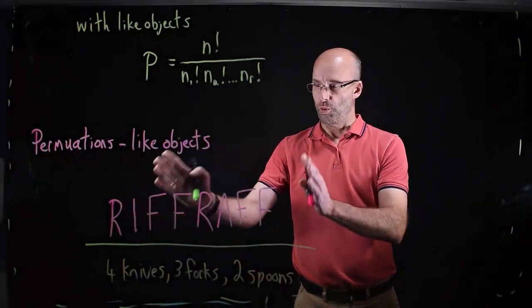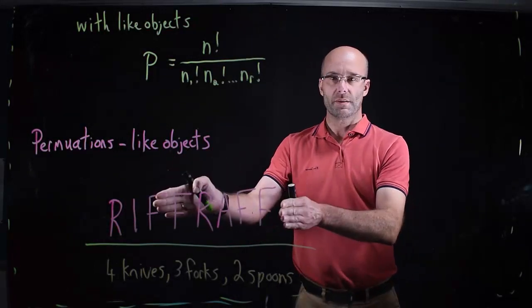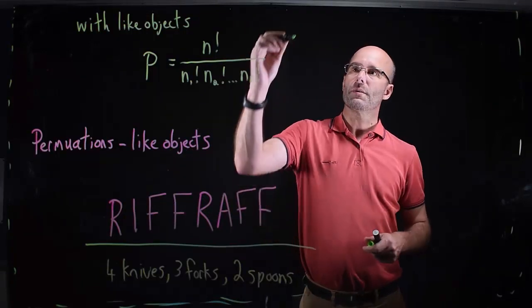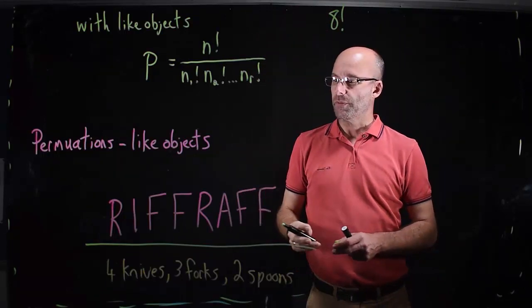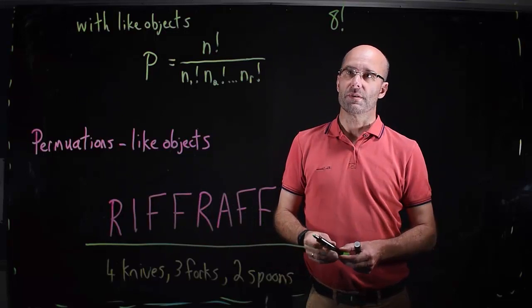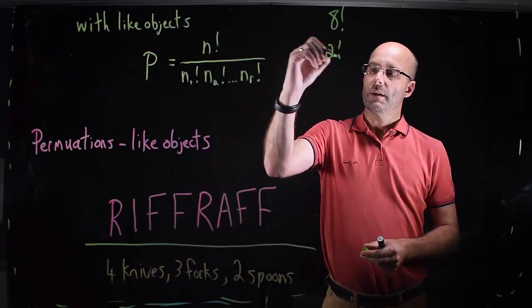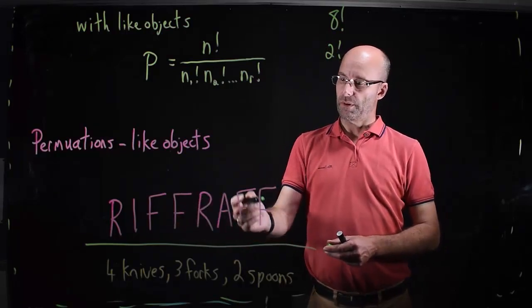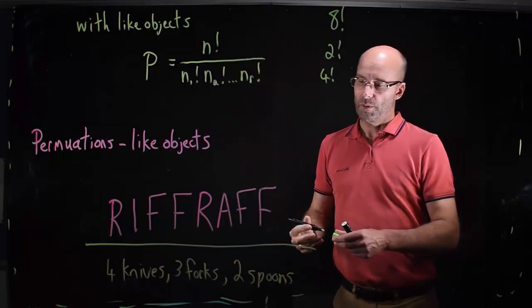Some examples, riffraff. Okay, riffraff is not a nice thing to be called. There's the word spelled out there. We have 8 letters. So by itself it would have 8 factorial permutations. But of course we've got F's repeated, R's repeated, and we need to consider those. And how many R's have we got? We've got 2. And how many of the F's have we got? We've got 4 repeated. So we need to consider those.